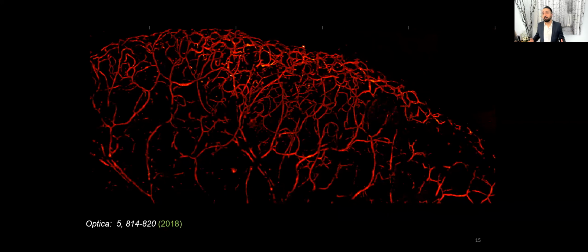So in all these cases, animals are alive. They just go under anesthesia, they sleep for a few minutes, we image them, they wake up and they leave the lab. So we can simply do this with very low power and a lot of care about our animals.